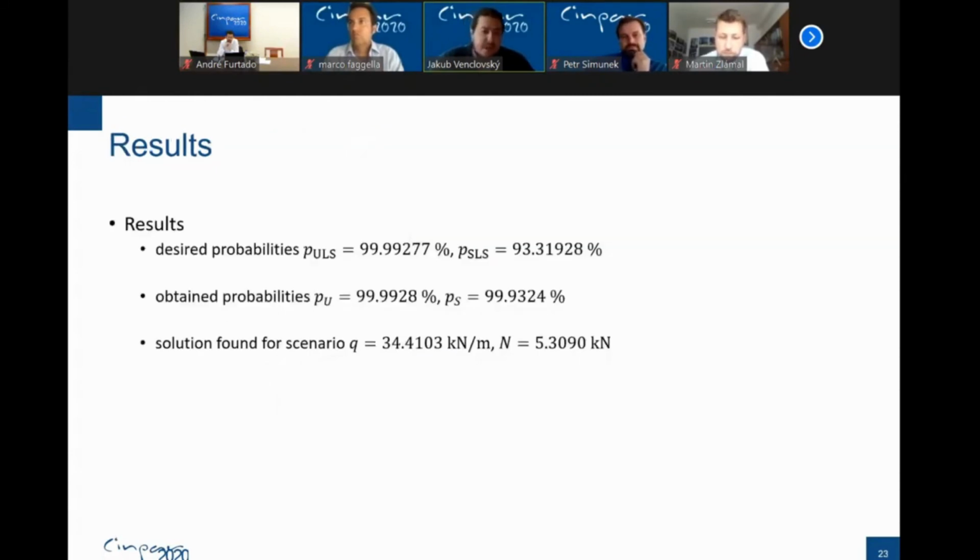So what are the results? On the first line, you can see the probabilities that were desired. On the second line are the probabilities that were actually obtained, which correspond to the last selected scenario. As you can see, the probability for ULS is only slightly higher than the desired probability, which is fine. The probability that the SLS will be satisfied is much larger than the desired probability, which is simply because the ULS was the decisive factor here. There is also the scenario for which the solution was found.